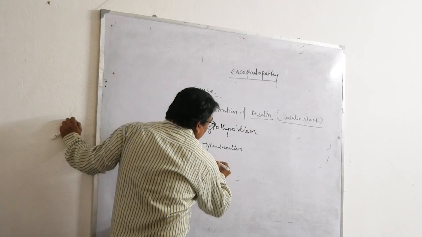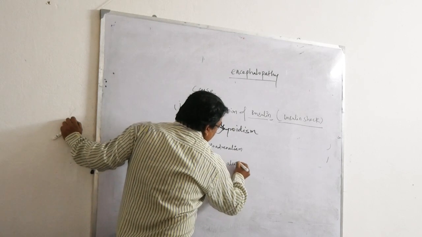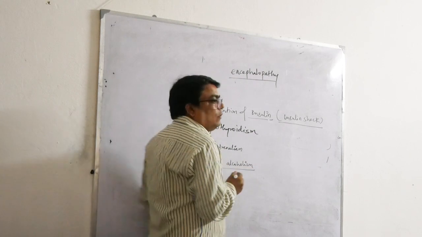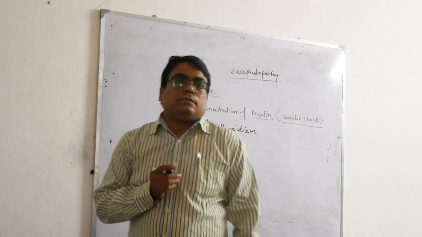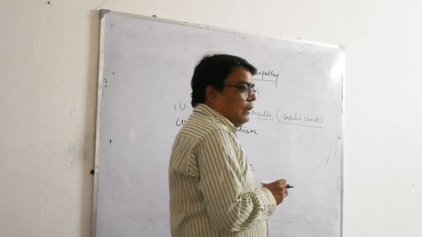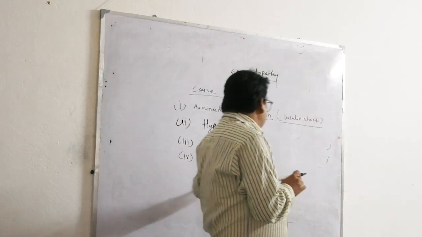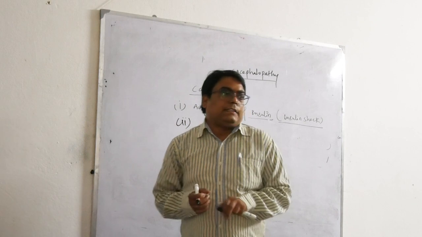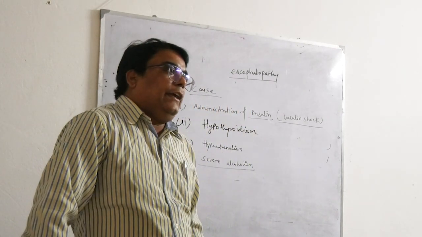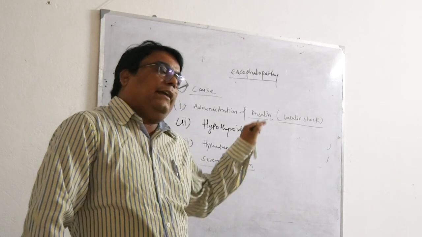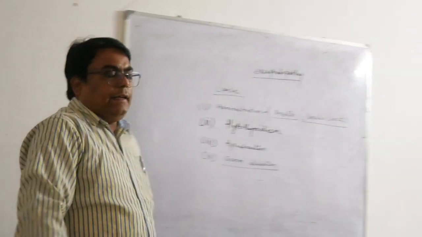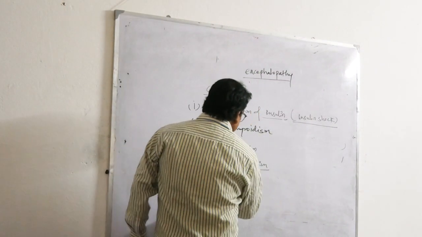Severe alcoholism causes hypoglycemia. If some people take alcohol regularly, they feel dizziness, they feel lethargy. Why? Because the rate of glucose formation is slowed down by the intake of alcohol. And the condition of starvation.